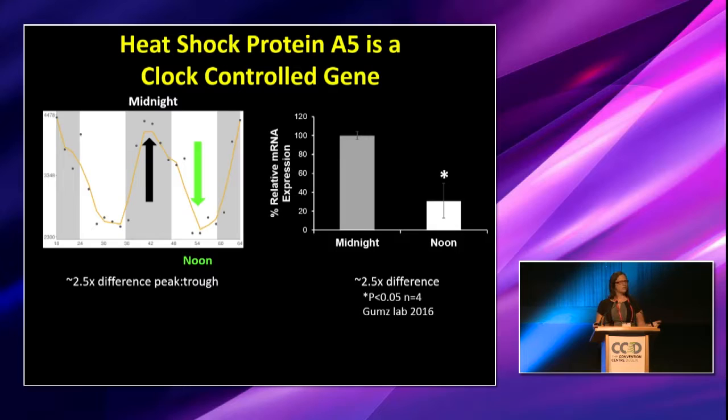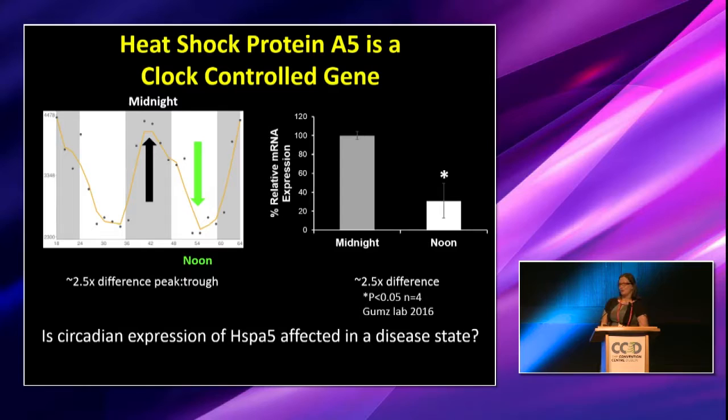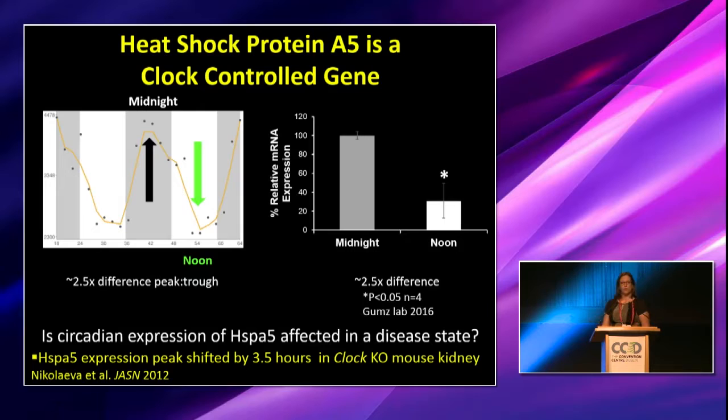So is this related to the pathophysiology of this phenotype? Well, again, I went back to Dmitry Fursov's database to look at the expression of HSPA5 in his diabetic animals. And the expression peak of HSPA5 is shifted by about 3.5 hours in the clock knockout compared to the wild-type mouse. So whether or not this truly underpins some of the disease phenotype remains to be seen, but it's very intriguing to see this disrupted gene regulation in this animal model of a pathophysiological state.